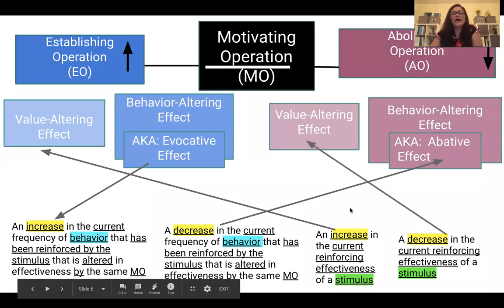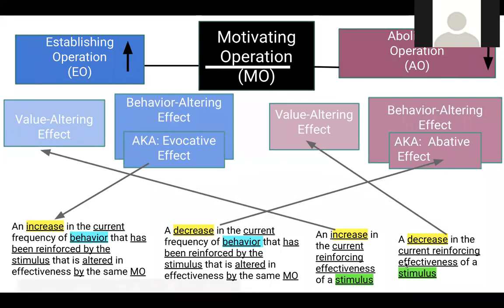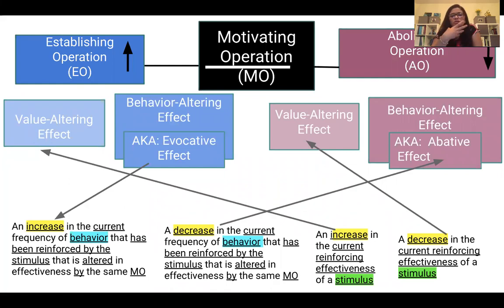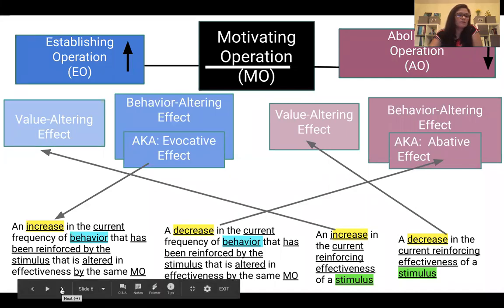Good. Guys, if I had here an alteration or alters or changes in the current reinforcing effectiveness of a stimulus, what would it be? Just value altering effect. It would be the definition for that term on its own. Yes, perfect. You got it. So what I said was, instead of decrease, I would use words like alter or change or modification in the current reinforcing effectiveness of a stimulus. Which one is it? Is it value altering effect or value altering effect with abolishing operation? Tricia, you said it? Yes, value altering effect.